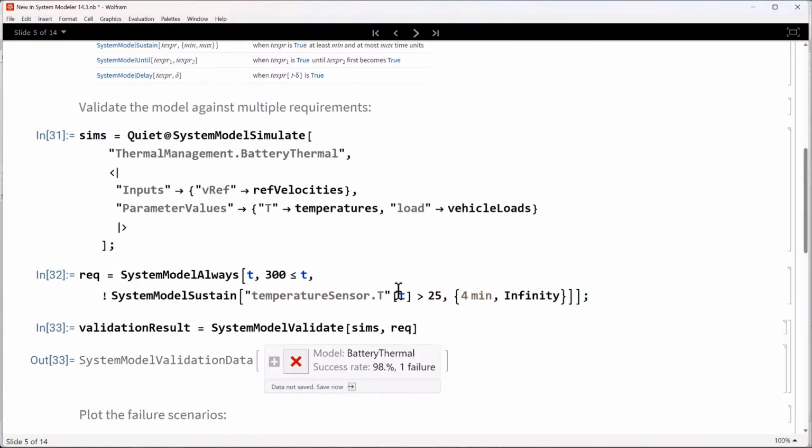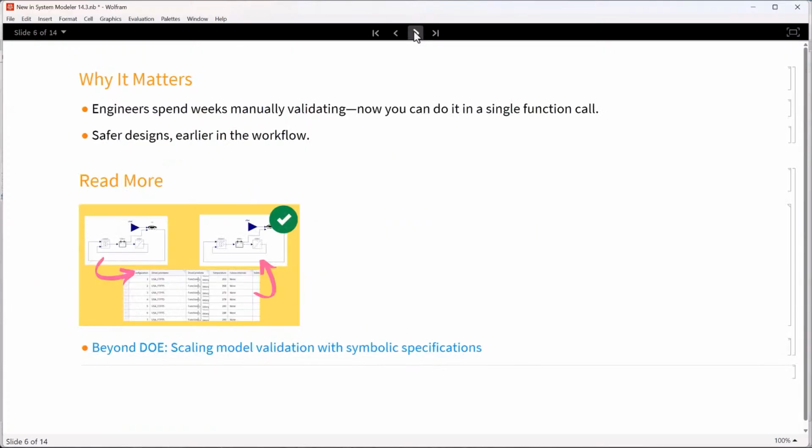And here's the big shift. Engineers can now spend their time making design decisions, not building validation code. This saves an enormous amount of time. So what used to take hours now takes minutes. More importantly, it can transform the workflow.